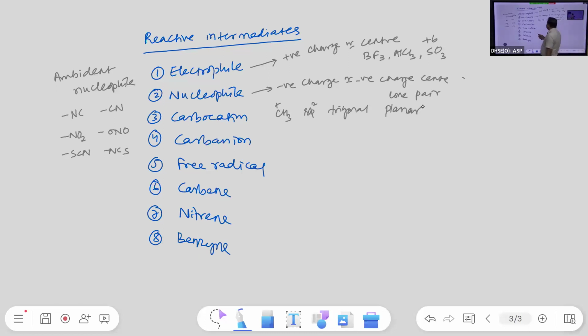Then carbanion. For carbanion we can take the example CH3 minus. The hybridization is sp3 and the shape is trigonal pyramidal. sp3 and trigonal pyramidal. All of you got this? Note down quickly. In case of any doubt, you can write in the chat box.